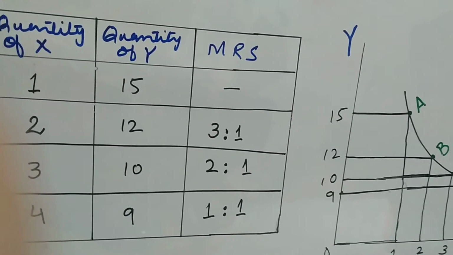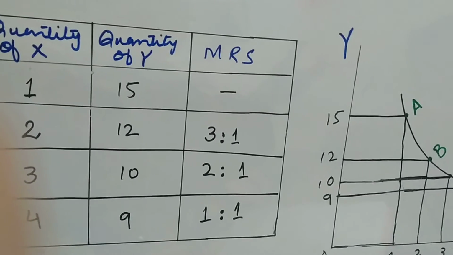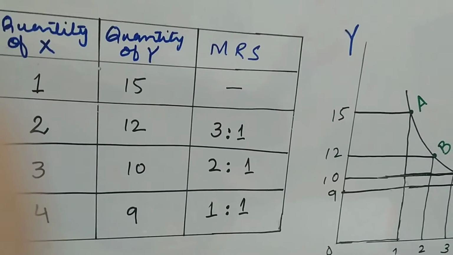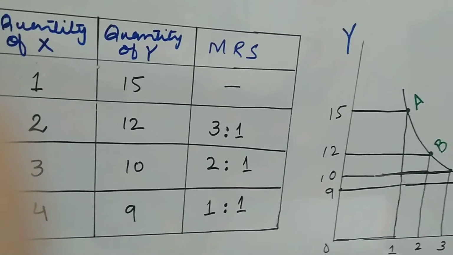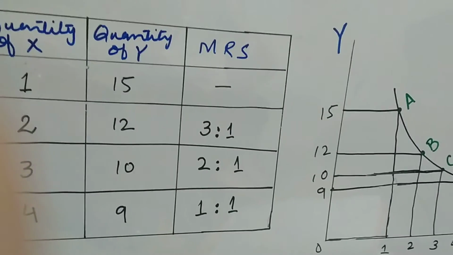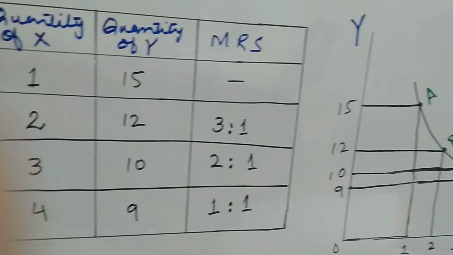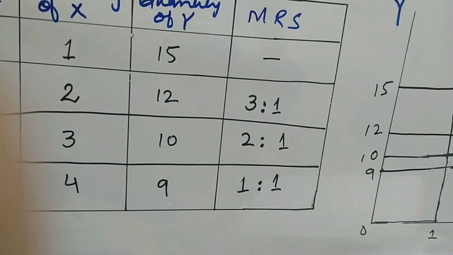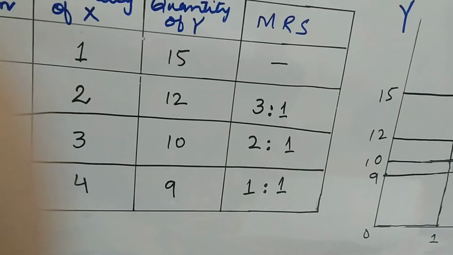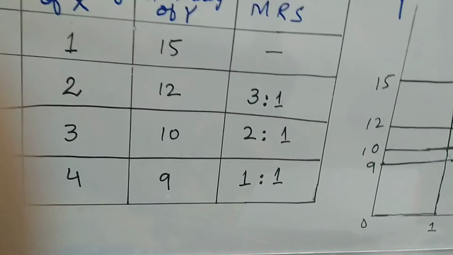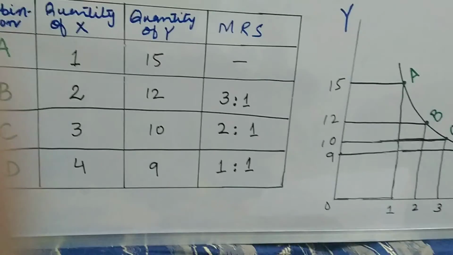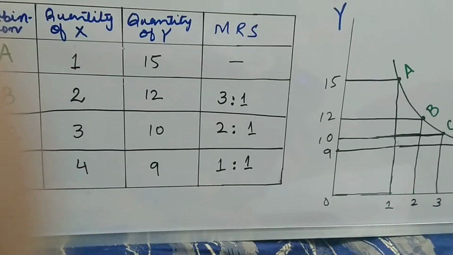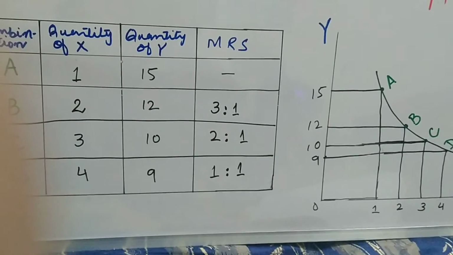So when I move to the second combination, I increase apples by 1 unit and consume two. But as I have limited income, I have to cut the number of bananas, so I consume three less in the second combination. Similar is the case with the other combinations. So it means that the marginal rate of substitution shows that the number of bananas which the consumer has to sacrifice is also decreasing. This is the marginal rate of substitution.